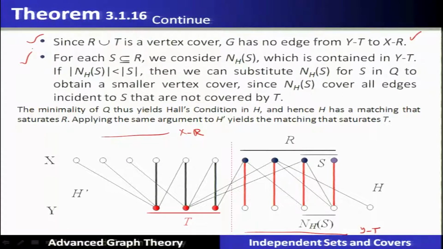Now, for each subset of R, here S is a subset of R, we consider the neighbor of this particular S which is contained in Y minus T, that we know. Now, if the size of this neighborhood is less than the size of S, then we can replace S with its neighborhood N of S in Q to obtain a smaller vertex cover. So, that is the way we construct the smallest vertex cover, which will satisfy that the size of N_H of S is always at least the size of S, and hence we do this to satisfy Hall's condition.